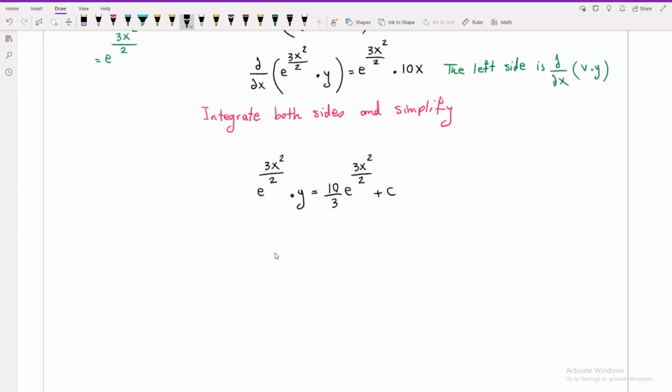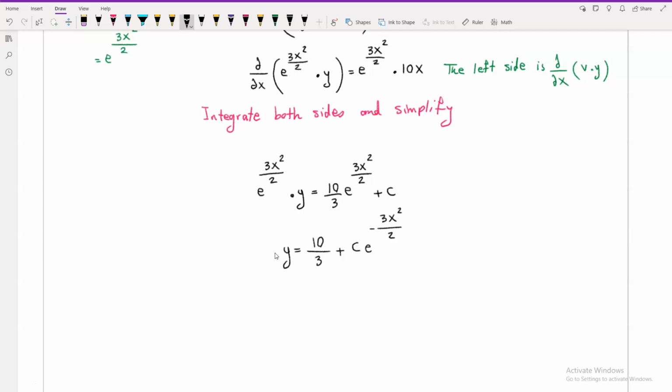Now solve for y. So y is equal to 10 over 3 plus c over e power 3x squared divided by 2, but I'm going to move that to the numerator. So we're going to have c times e power negative 3x squared divided by 2. So what we did here on this part, we divide both sides by e power 3x squared divided by 2.